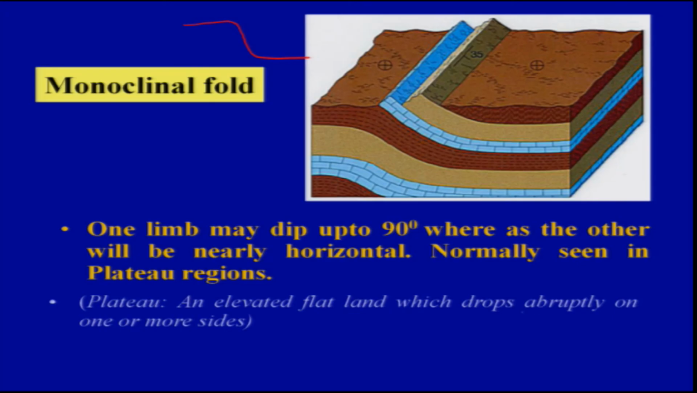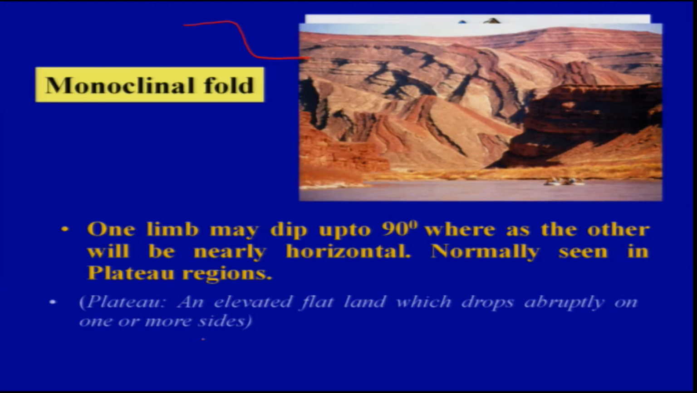An elevated land where the elevation drops abruptly on one side is an example of that. So this area we can say is a plateau area. Here we have one limb which is dipping steeply, and that is a monocline.